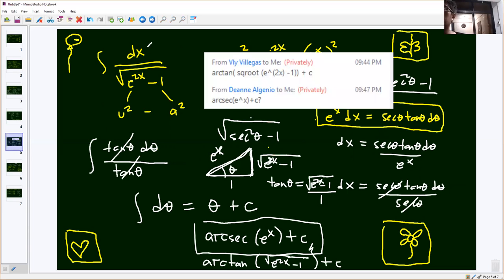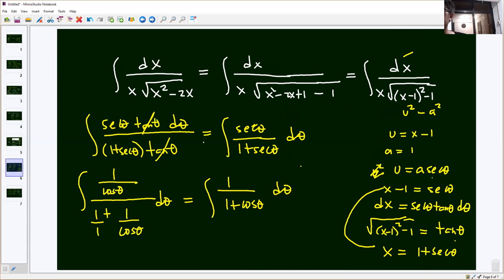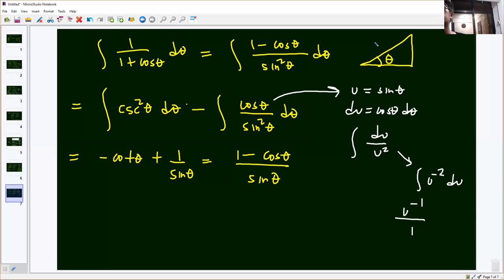We have secant is x minus 1. Secant is hypotenuse, so x minus 1 over adjacent, so 1, right? Okay, tama ba ako? Hypotenuse over adjacent. And I need sine also. So I need this. Ito nga si square root of hypotenuse squared, x squared minus 2x plus 1, minus this side squared, 1. So x squared minus 2x.